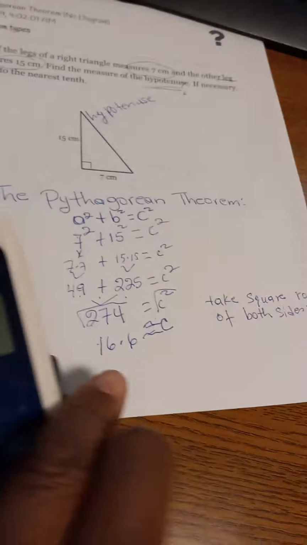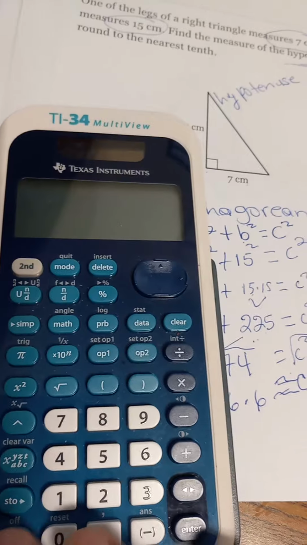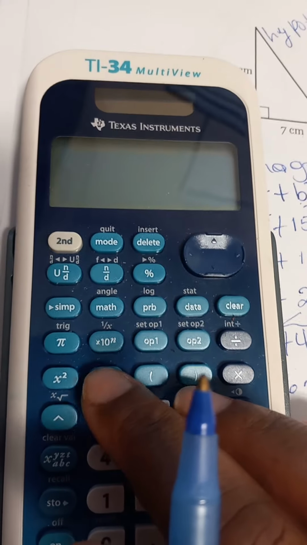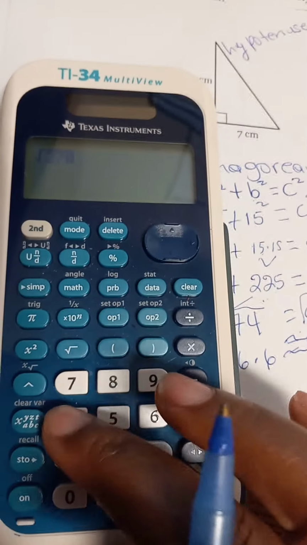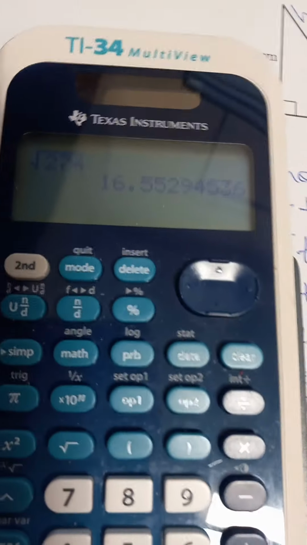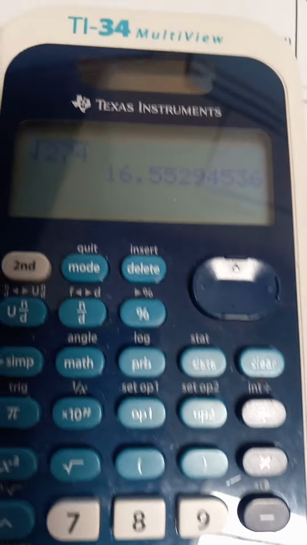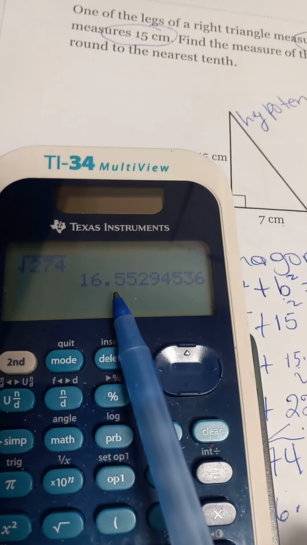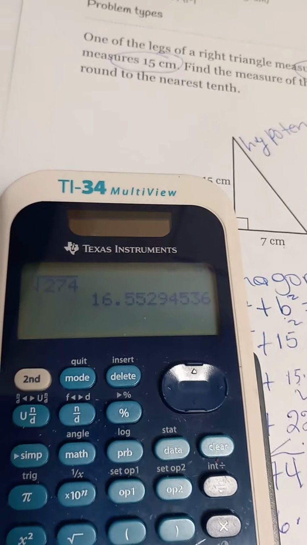Or if you're allowed to use a calculator, you could go to your calculator, put in the square root symbol, then put 274 and enter. When you enter, you get 16.55294536, but the problem asks for the nearest tenth. So to the nearest tenth is 16.5, and the digit next to it is 5, so we round up to 16.6.